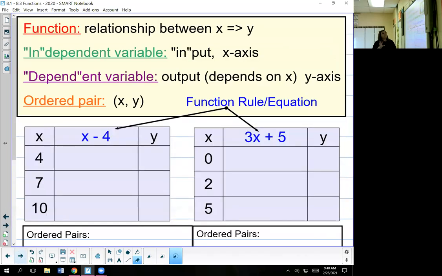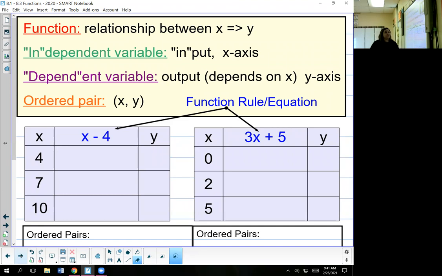So remember, a function is the relationship between your x and your y. So your x-axis and your y-axis. We have what are called independent variables, which is your input. What are you plugging in? So that's your x. And your dependent variable is your output, which depends on what happens with your x, your y-axis. And then remember, an ordered pair is your x. You go forwards or backwards, and then up or down.